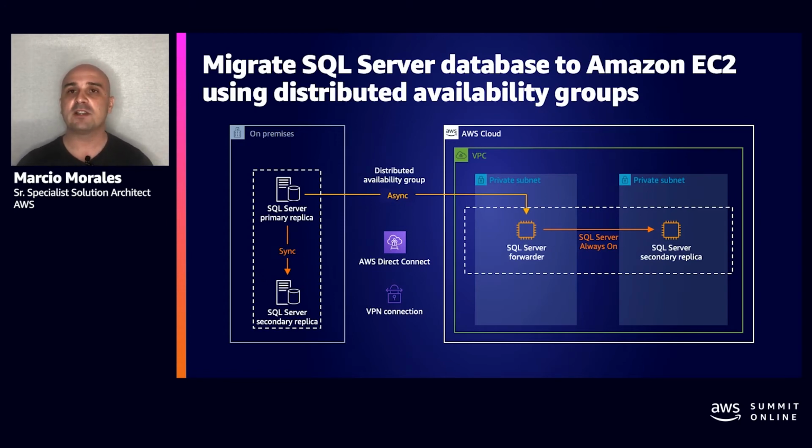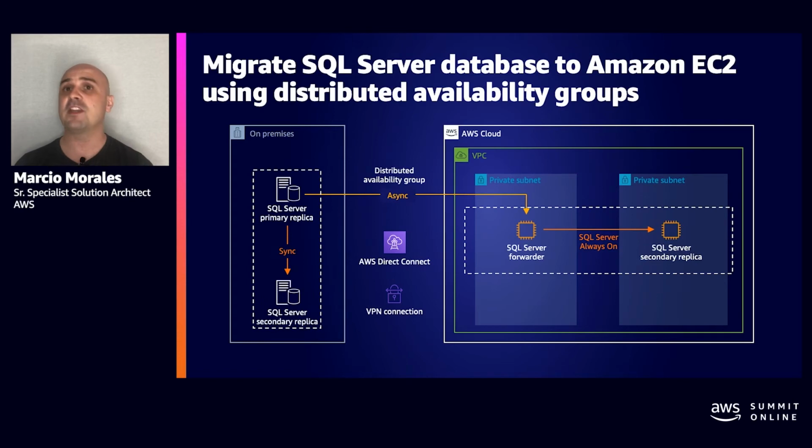And one option, in this example, let's say you have your on-premise environment, you have a SQL Server Always On up and running. So you have your primary replica and your secondary replica. You establish a network connection between on-premise and AWS. At AWS, you set up an availability group running on SQL Server. And you want to migrate the database from one availability group, from on-premise, to the AWS availability group. So what you can do is to set up the distributed availability group.